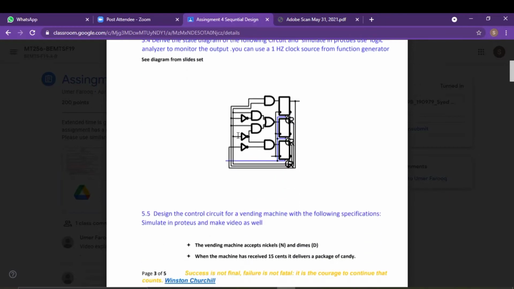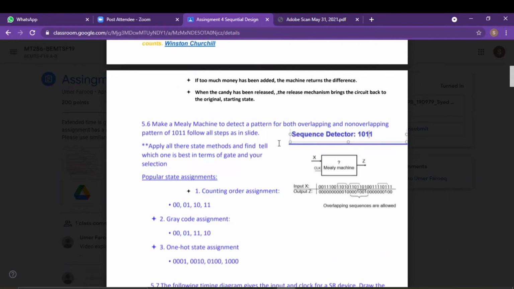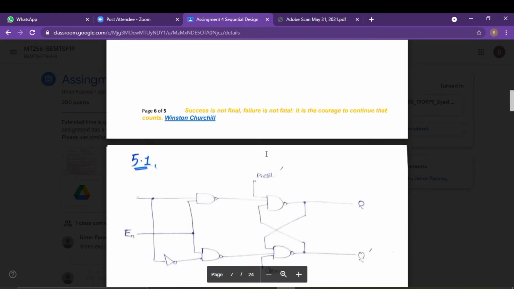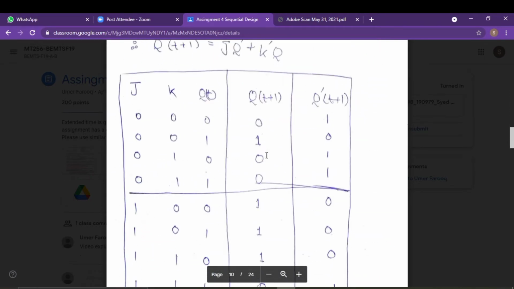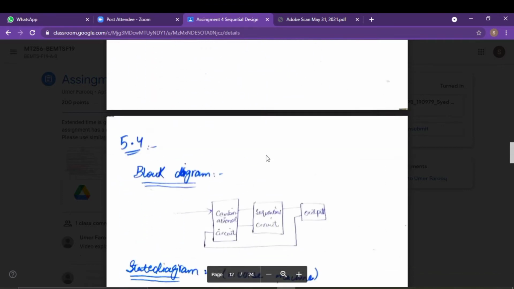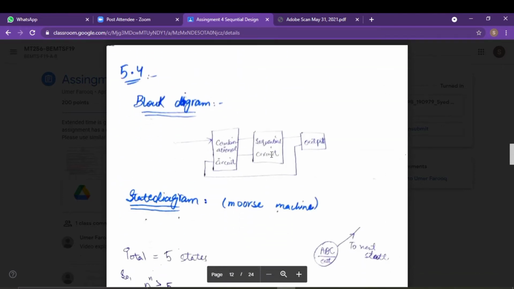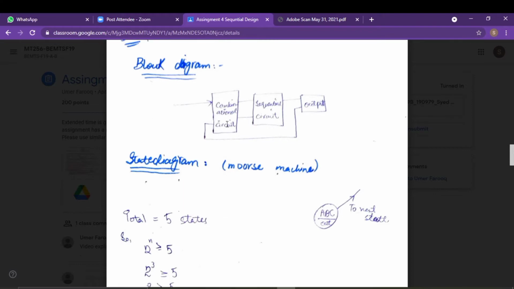So this is the circuit that we have to implement. First we will go towards its table, which is just like that. Here is the block diagram of that sequential circuit. It means that there is a combinational circuit behind the sequential circuit, and there is the output.